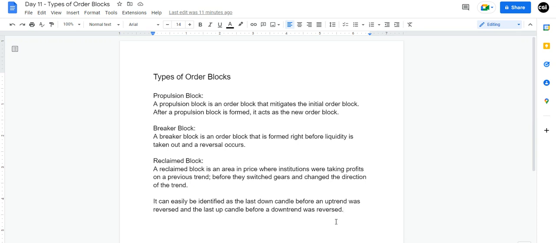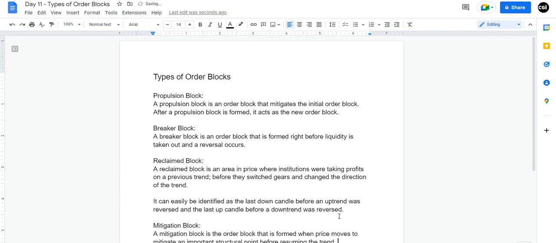Mitigation block. Okay. So, a mitigation block is the other block that is formed when price moves to mitigate an important structural point before resuming the trend.